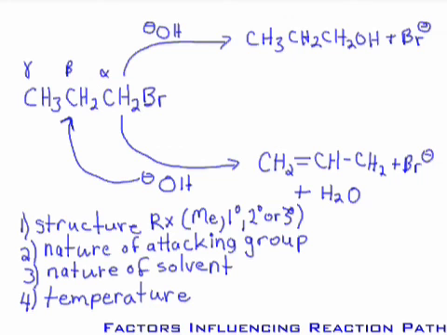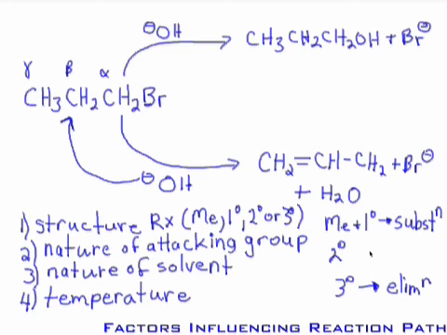Now, typically we find, and we have to be able to rationalize this, methyl and primary alkyl halides seem to prefer, more often than not, and this is just a general rule, substitution reactions. The tertiaries, and there are exceptions to this, tend to favor the elimination reaction, but you can get them to undergo substitution. The secondary alkyl halides tend to go either way, depending on the reaction conditions, temperature, solvent, and the nature of the attacking group. So you have to look very closely at the conditions.